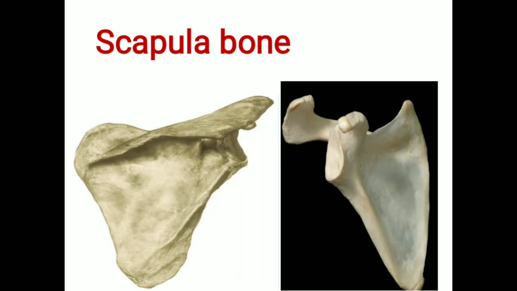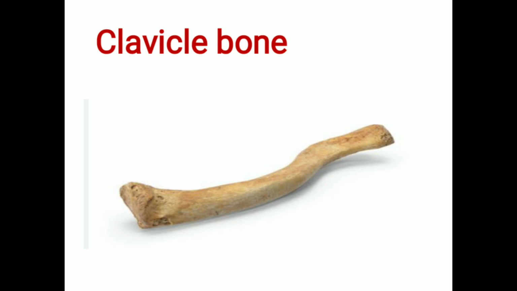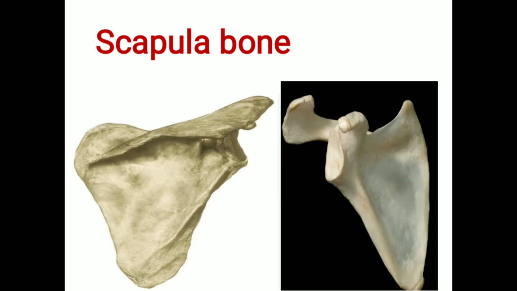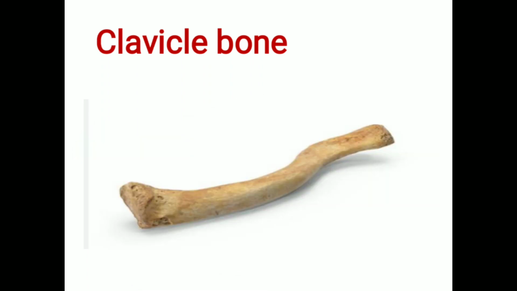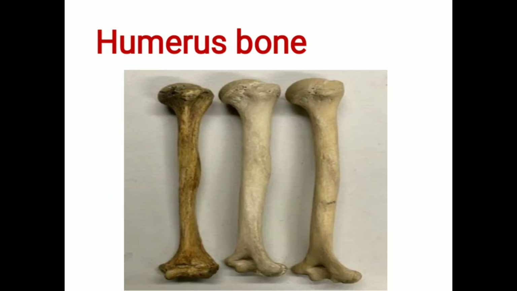Next, coming to the bones of the shoulder region, the shoulder girdle. The shoulder girdle is formed of two bones. Anteriorly, we have the clavicle bone. This is the collarbone or clavicle. Posteriorly, we have the shoulder blade or scapula. So the shoulder region is formed by what bone? That is the scapula. The clavicle is the bone which forms the collar, that is the anterior part of the shoulder girdle.